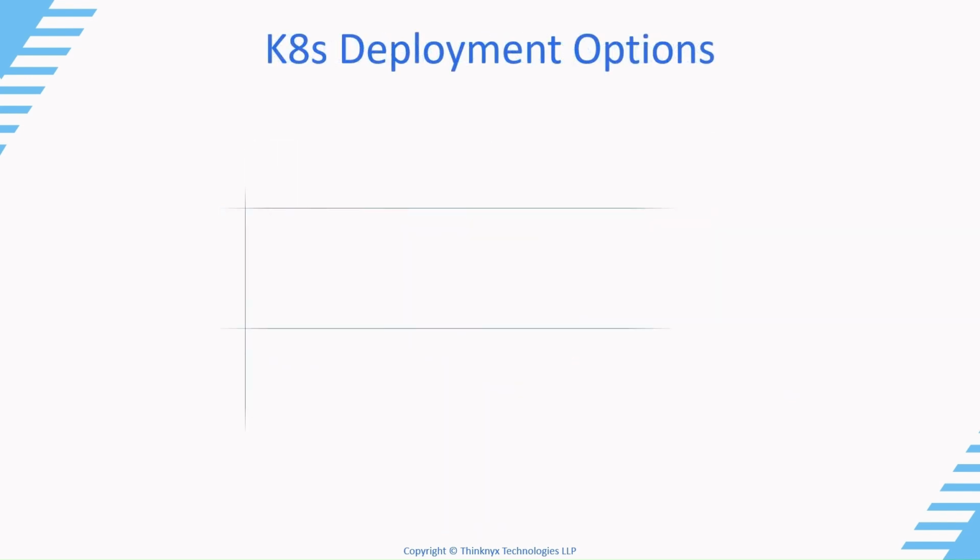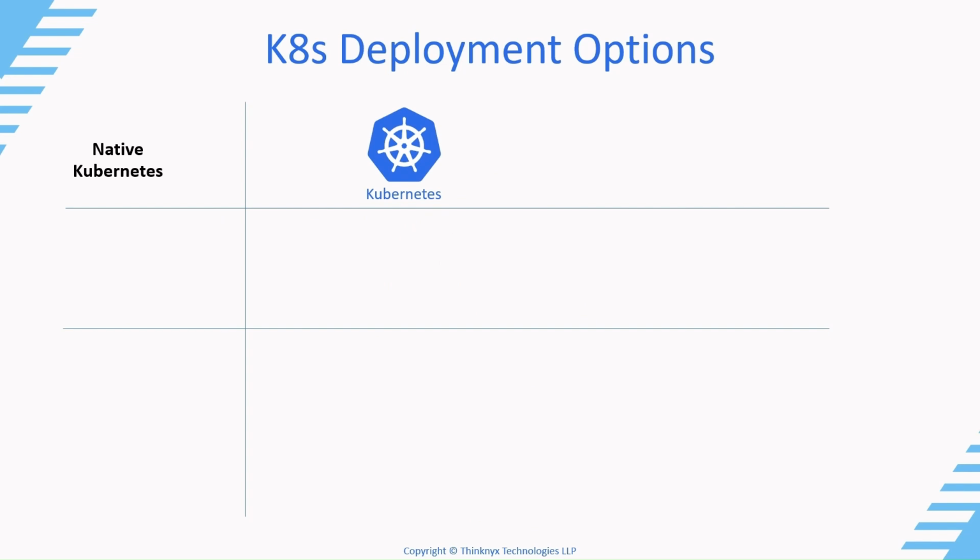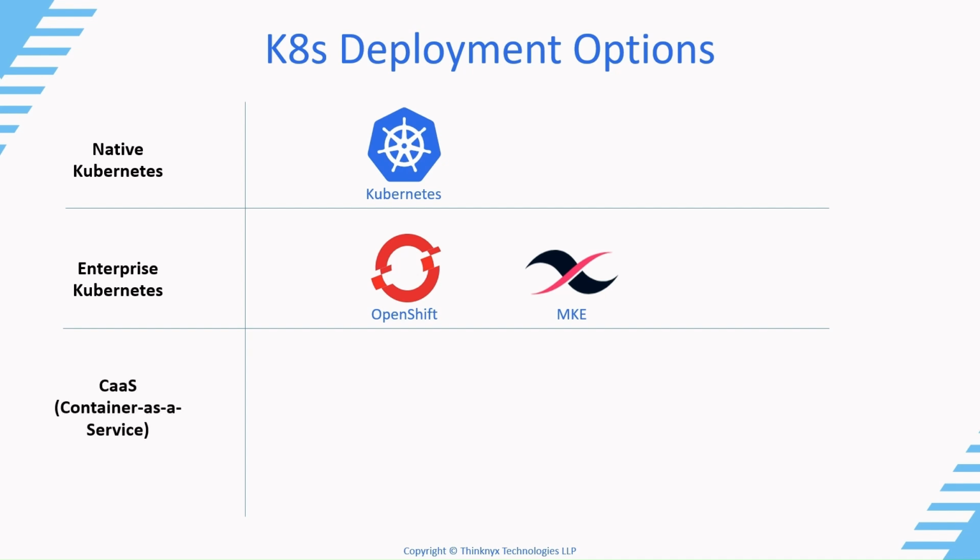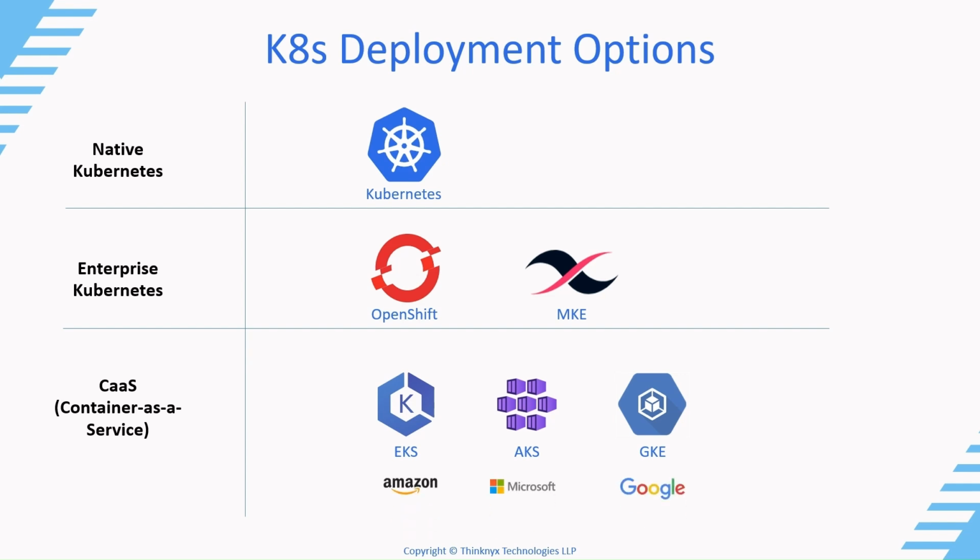There are multiple options for deploying Kubernetes in your own data center, such as using native Kubernetes or enterprise offerings like OpenShift and MKE. Alternatively, you can opt for KaaS, Container as a Service solutions like EKS, AKS, and GKE. They are provided by cloud giants such as Amazon, Microsoft, and Google.